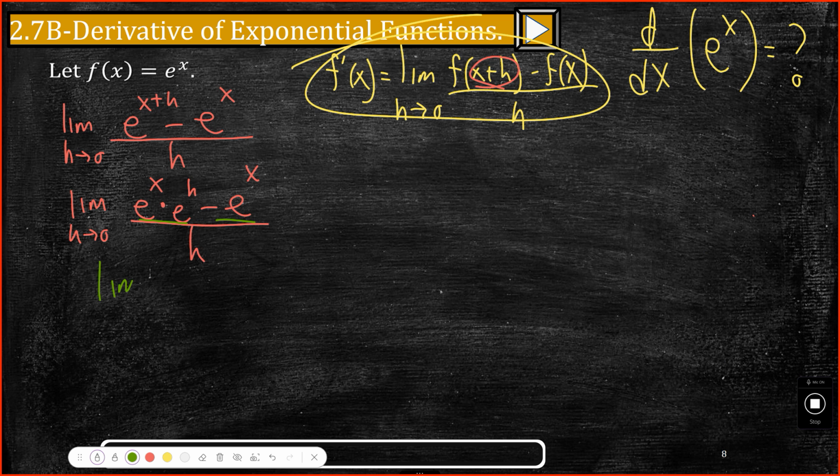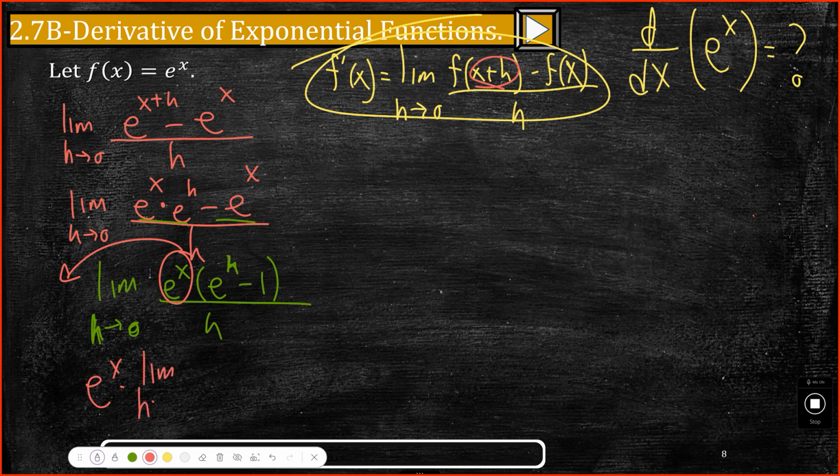So we got the limit as h approaches 0 of e to the x, factor it out, and now we got e to the h minus 1 over h. The limit as h approaches 0 is just dealing with h. So now e to the x becomes almost like a constant that we can factor out of the limit. So then we have e to the x times the limit as h approaches 0 of e to the h minus 1 over h.